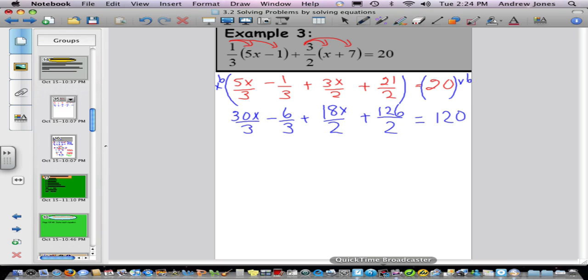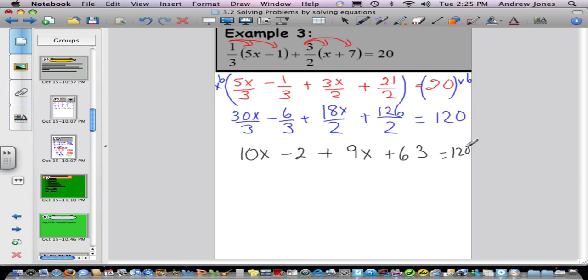Now we can simplify. 30x over 3 would be the same as 10x. 6 over 3 is the same as 2. 9x and 63 equals 120.